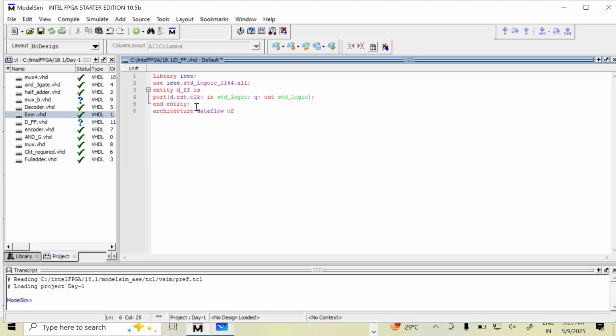of D flip-flop. See, it is case insensitive. You can write capital D or small d, it is accepted. If flip-flop is, then is begin. Since I'm programming for sequential circuits, I will use a process statement, and within process I'm writing D, RST, and clock. Begin.